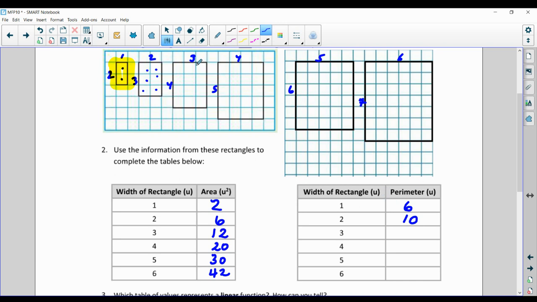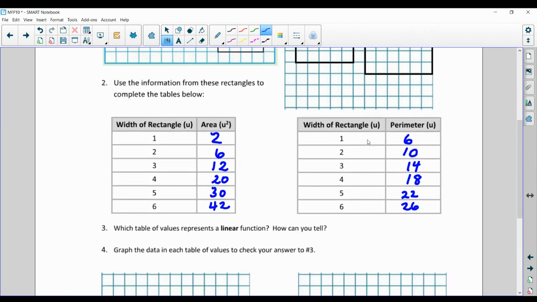When you look at the 3 by 4, if we make our L, that's 7. 3 plus 4 is 7, and then you would double that to get 14, and so on and so forth. Our next one is 18, then 22, then 26. How did I get 26 on this last one? 7 plus 6 plus another 7 plus another 6 takes us to the 26.